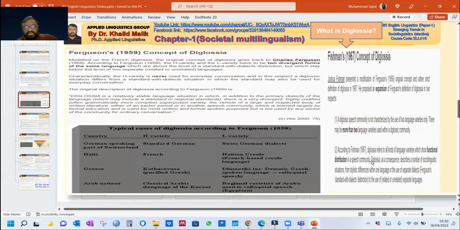Number two, according to Fishman, 1967, diglossia refers to all kinds of language varieties which show functional distribution in a speech community. Diglossia as a consequence describes a number of sociolinguistic situations, from stylistic differences within one language or the use of separate dialects, Ferguson's standard with dialects distinction, to the use of related or unrelated separate languages. So that he gave the difference between both of them.